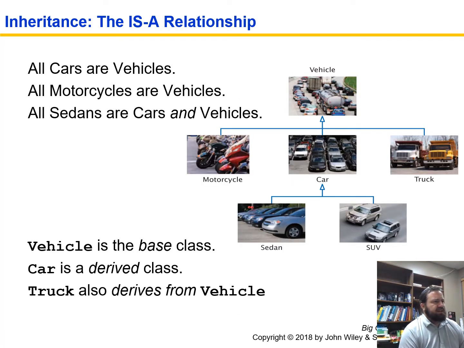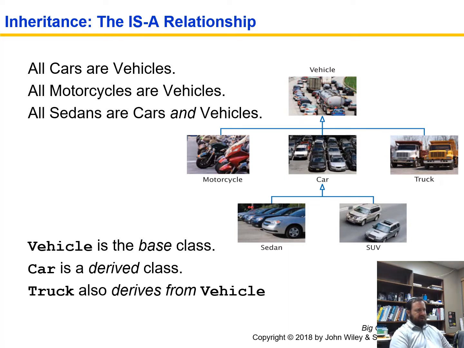Okay, some properties of this is-a relationship. All cars are vehicles, so a car is a vehicle. All motorcycles are vehicles, as you can see from this diagram as well. All sedans are cars, but they are also vehicles. So you can say a sedan is a car, but because car inherits from vehicle, you can also say a sedan is a vehicle. Vehicle is the base class for this whole object hierarchy.